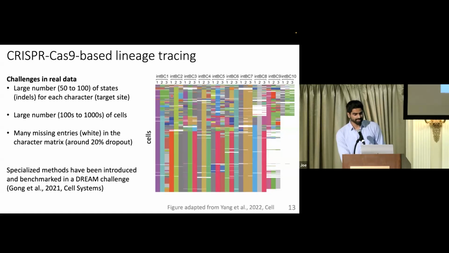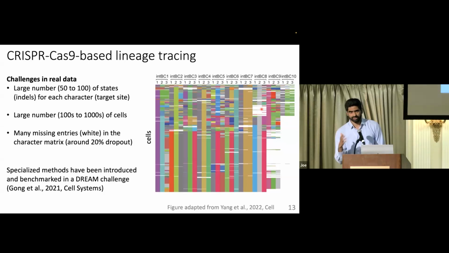So the first thing you might notice is that there is a large number of states. So some of these columns have very many different colors. So there are a lot of states in certain target sites. It's not apparent from this plot maybe, but you can have hundreds to thousands of cells. So this is very high throughput data. And all the white regions here are basically missing entries. So there's a lot of missing information in this measurement. Up to 20% of entries can be missing.